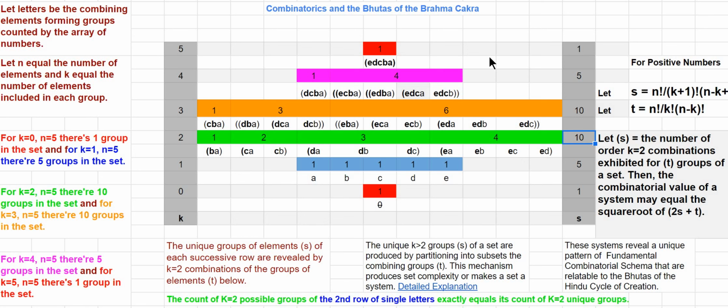So, to reiterate, the unique k greater than 2 groups of a set are produced by partitioning into subsets the set of elements combining into the k equal 2 groups. So each of these sets of elements combined into k equal 2 groups produces its successive set.